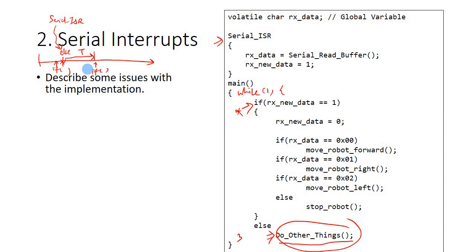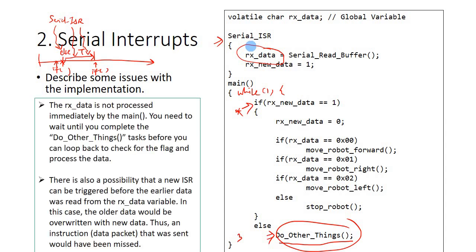Another thing is, what if there are multiple interrupts during this time? In this same time duration, what if there are multiple interrupts coming in? This means the data stored inside this variable RX data is overwritten each time with the new data that has come in. So you also have the potential problem of losing information, because every time a new ISR is triggered, I override the old data. These are two of the issues you can see over here.